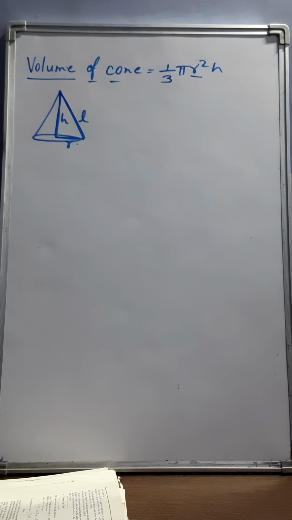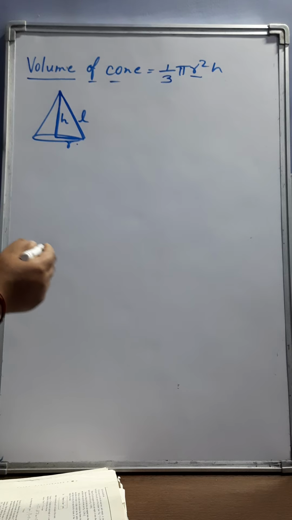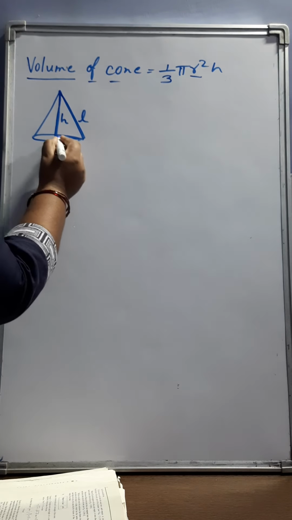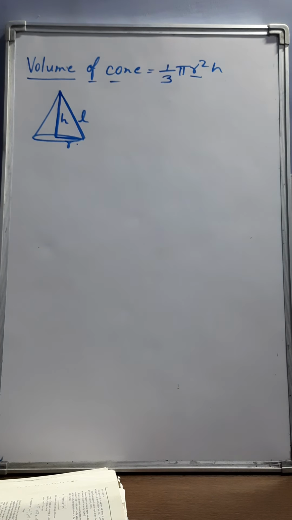In this, questions are based on the volume of a cone, which is 1 by 3 pi r square h. You can see here I have made a diagram of a cone in which r is the base radius and h is the height of the cone. So let us start exercise 13.7.